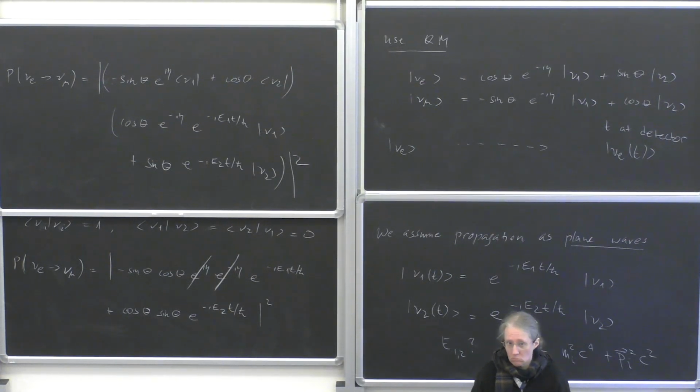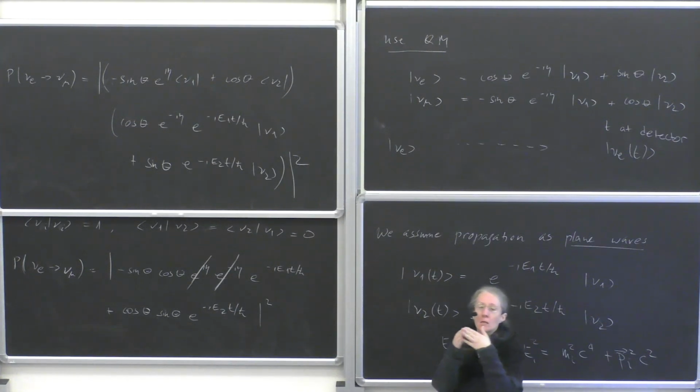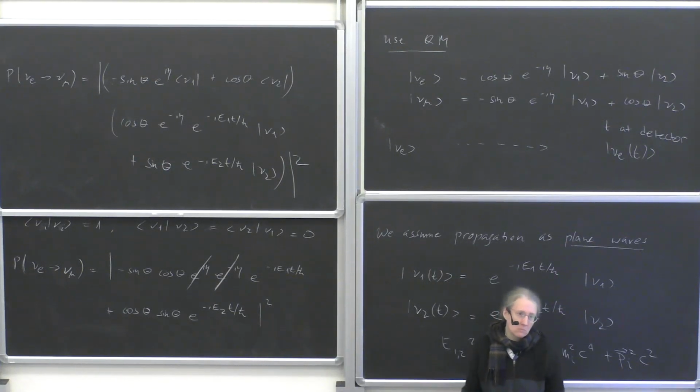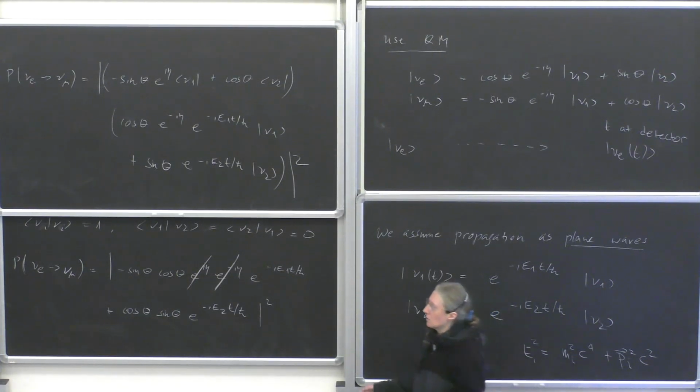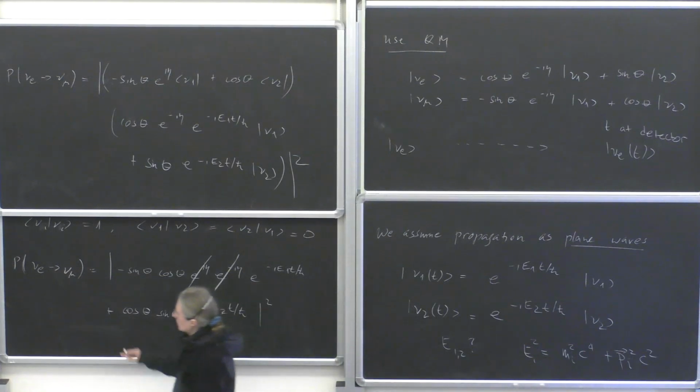If I don't, necessarily, everything which is sensitive, which makes a difference between Dirac and Majorana, has to drop out. And this is what happens for the Majorana phase here. It's going to be irrelevant, just irrelevant.